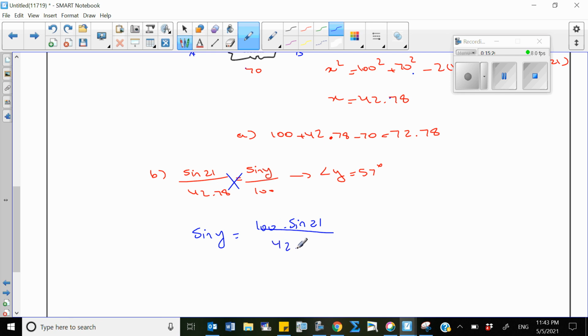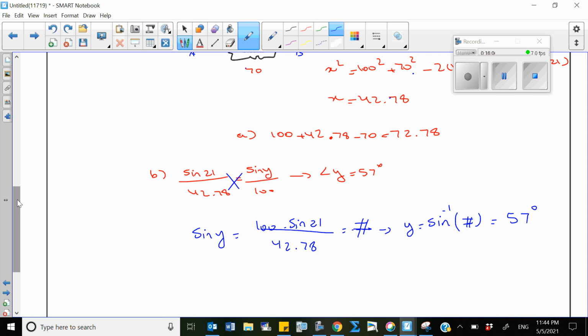over 42.78. So we use our calculator to find this value, whatever its value is. Then we need to find y from there. So y will be, we need to undo sine by using inverse function, sine inverse of whatever value this is. Then use our calculator to find the value. It's going to be almost 57 degrees.